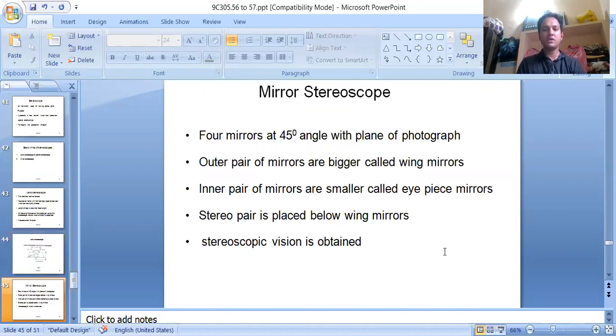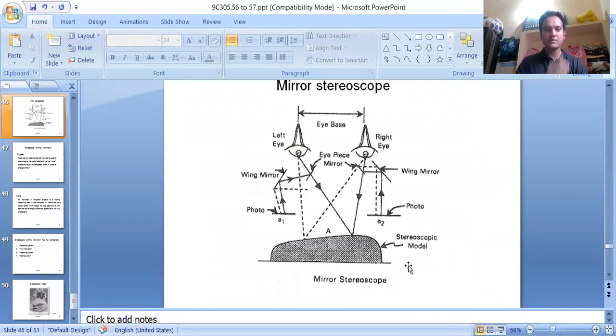And then we have the mirror stereoscope. It has four mirrors at 45 degrees angle with the plane of the photograph. The outer pair of mirrors are bigger, called wing mirrors. The inner pair of mirrors are smaller, called eyepiece mirrors. The stereo pair is placed below the wing mirrors and stereoscopic vision is obtained in this. So this is a typical diagram for a mirror stereoscope.